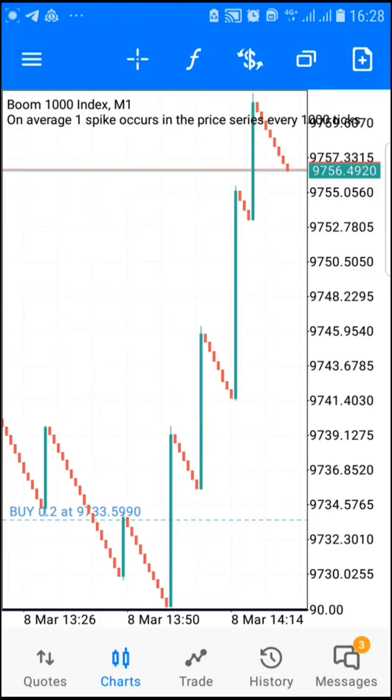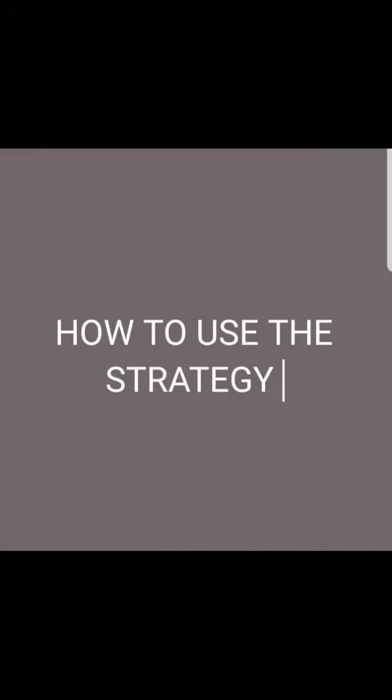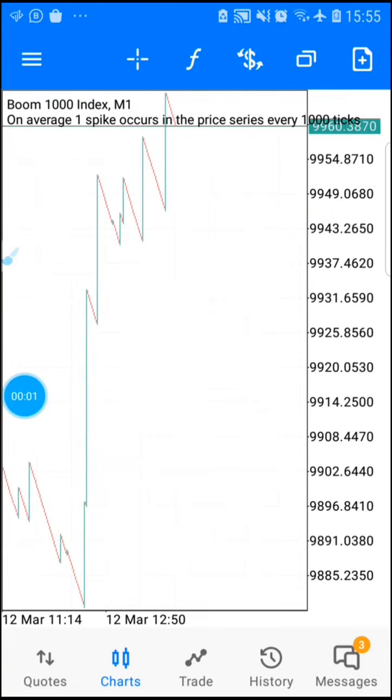Without wasting time, let's get into it. First, I'm going to show you how to use the spike detector strategy. Then I'll show you how to set it up on your phone. For this strategy, we're going to be using the relative strength index, RSI, and moving averages. You might have seen other spike detector strategies like this before, but this one has something different about it, which I'll show you in this video.